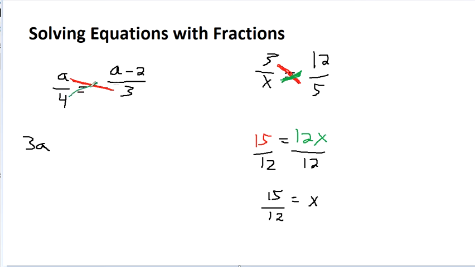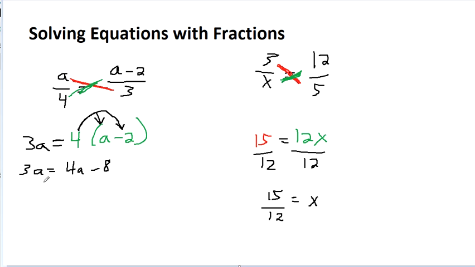And then if we do 4 times a minus 2, you write a 4 and then parentheses a minus 2, because you've got to multiply everything up here by 4. Okay, so if we distribute that, 4 times a makes 4a, and then 4 times minus 2 makes minus 8.